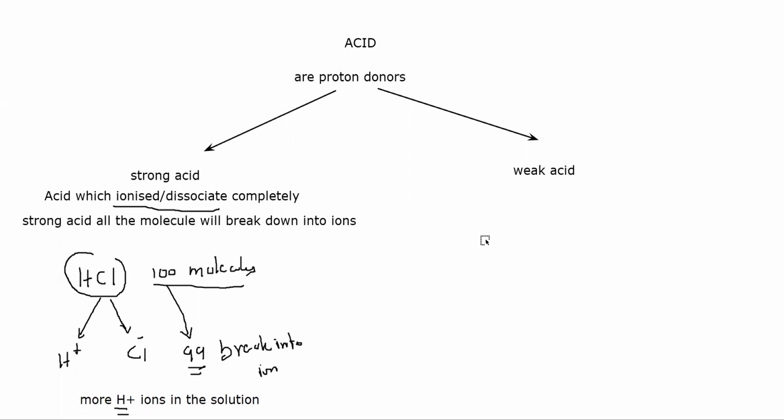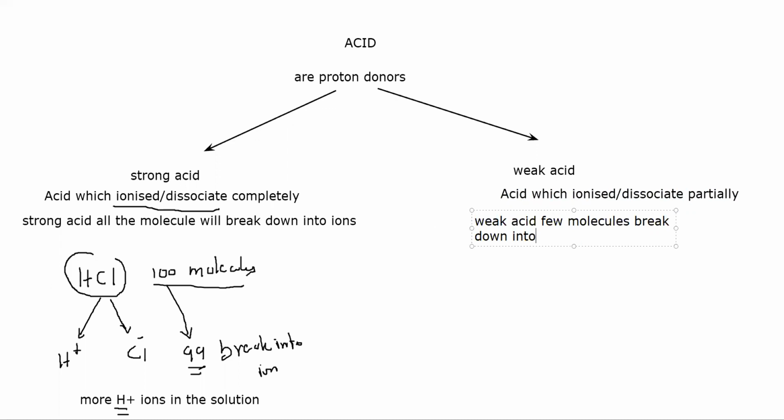But a weak acid, the definition of a weak acid: acids which ionize or dissociate partially, we call them weak acids. So in weak acids, only a few molecules break down into ions.